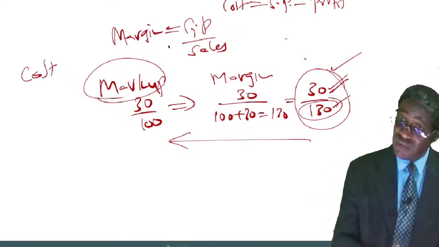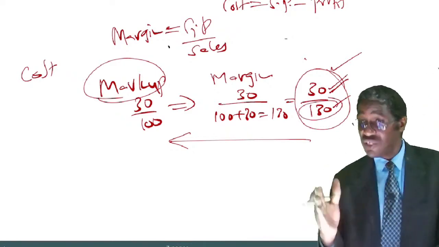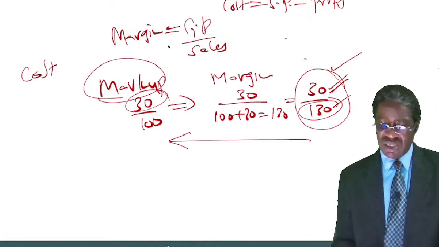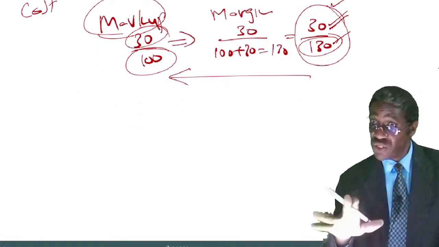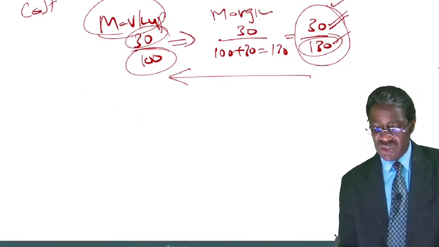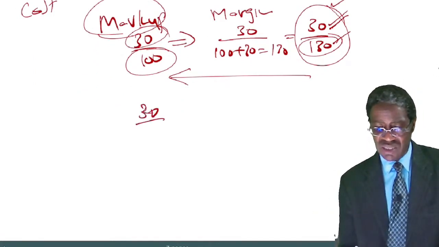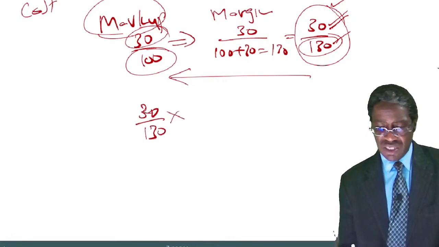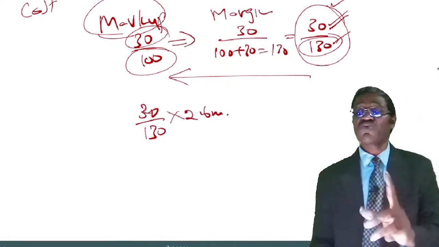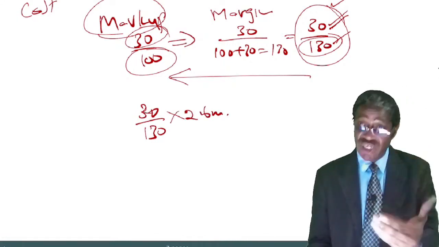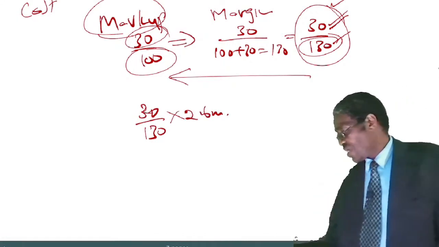If you are given markup and you don't need markup, you need margin, just take the numerator, add it to the denominator. Listen, so for this question, you needed the margin, which we have got as 30, divided by 130. Now you multiply that by 2.6 million. That will give you the profit loading in that.